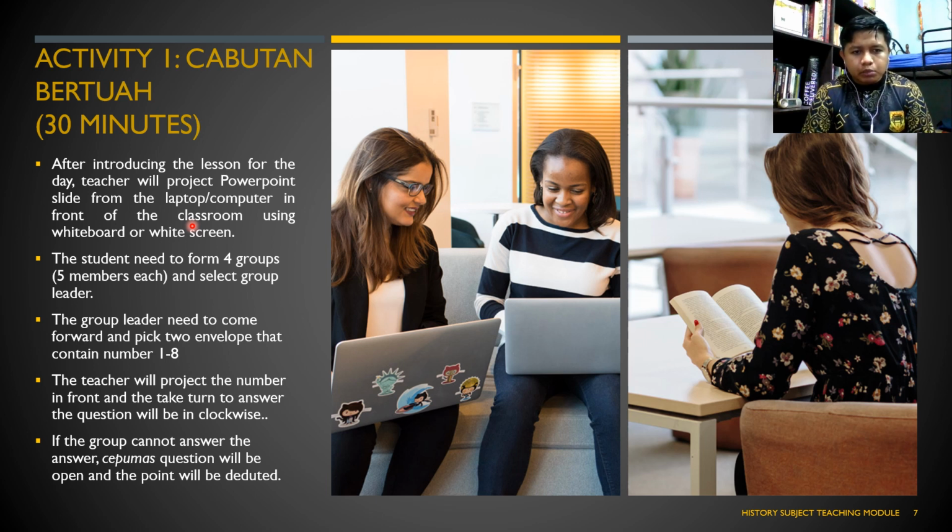So for this cabutan bertuah or lucky draw, the students need to form 4 groups of 5 members each, and select a group leader. The group leader needs to come forward to the teacher and pick 2 envelopes that contain numbers 1 to 8. So the teacher needs to prepare 8 envelopes for the group leaders to pick, and the teacher will project the number in front, and they take turns to answer the question in clockwise order.